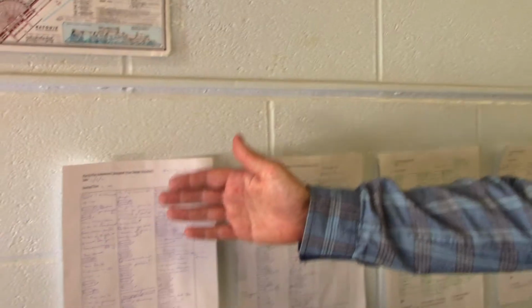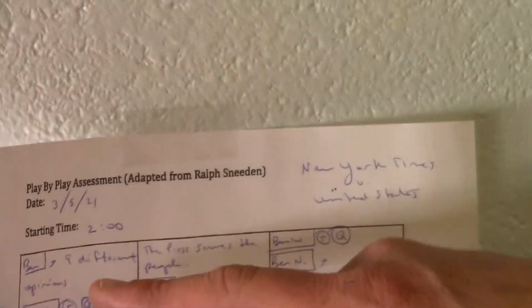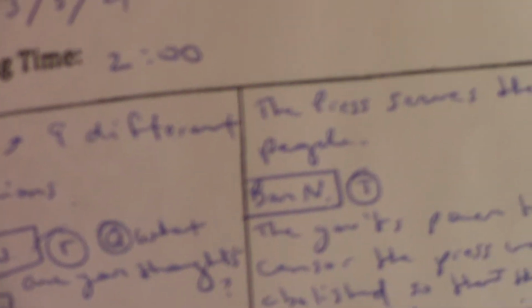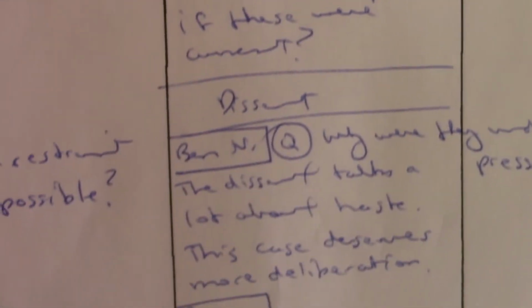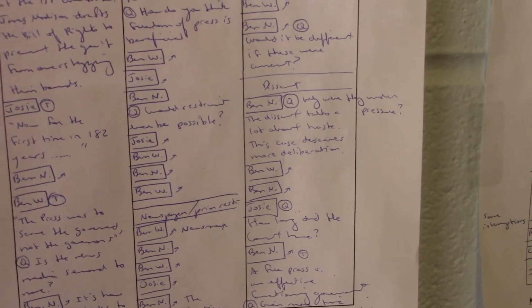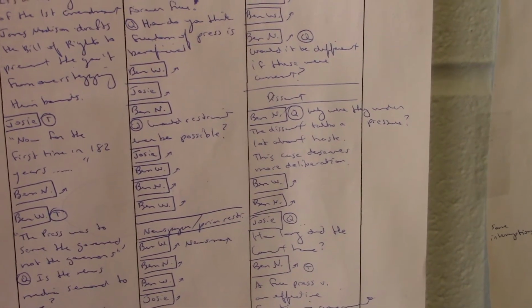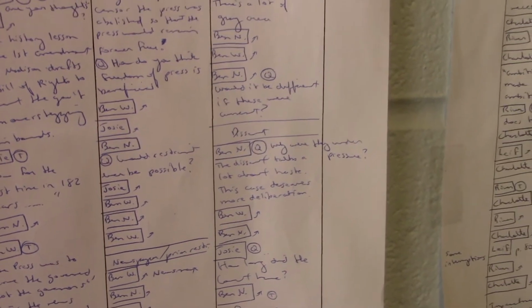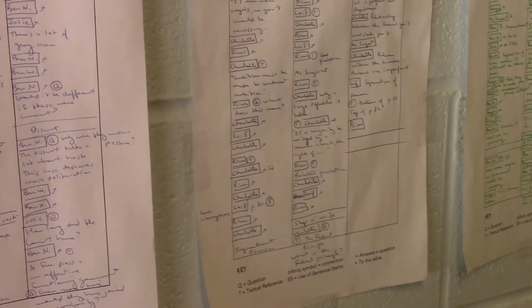So I tend to run with the play-by-play, where you write a student's name, you can write an arrow for a building comment, a T for a text reference, and a Q for a question. And what I do is I basically track the conversation from start to finish this way. And what it allows me to do is when I go back and assess their participation, I can give them really targeted feedback about how they participated in the discussion.